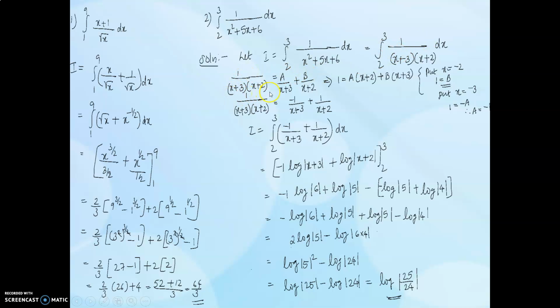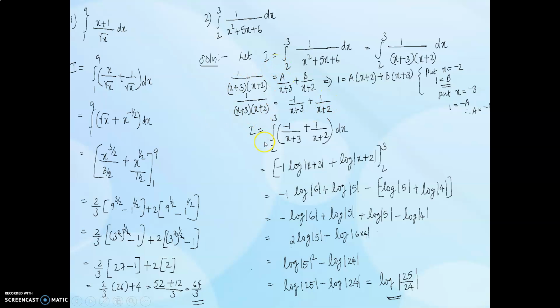So 1 upon (x plus 3)(x plus 2) can be written as a upon x plus 3 plus b upon x plus 2. So 1 is equal to a into (x plus 2) plus b into (x plus 3). Now we can put x equal to minus 2. So we get minus 2 plus 3 is 1, so 1 into b is equal to 1, therefore b equals 1. Put x equal to minus 3. So minus a is equal to 1, therefore a equals minus 1. So we can substitute both these values. So 1 upon (x plus 3)(x plus 2) can be written as minus 1 upon x plus 3 plus 1 upon x plus 2.